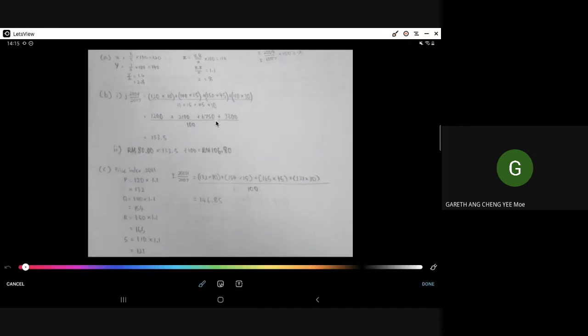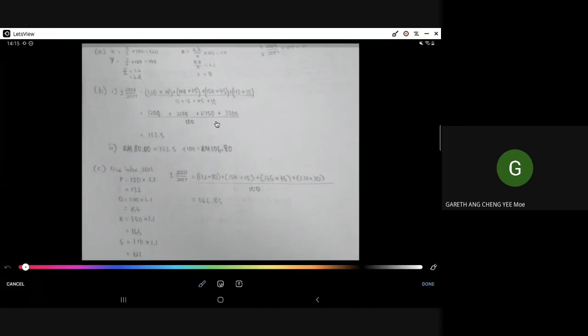Okay. First, it says you need to find the value of x, y, and z. In order to find the value of x, we need to take the price of year 2009 and divide it with the price of year 2007. And then times it with 100, we will get 120. And then in order to find y, we also use the same formula as the x one, but different. We pindah and we will get 2.8. And as for z, it's also the same, just pindah and we will get 8.